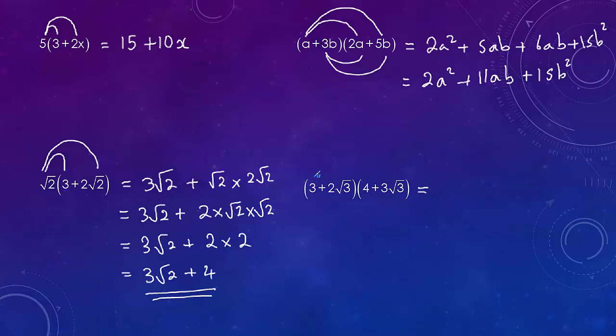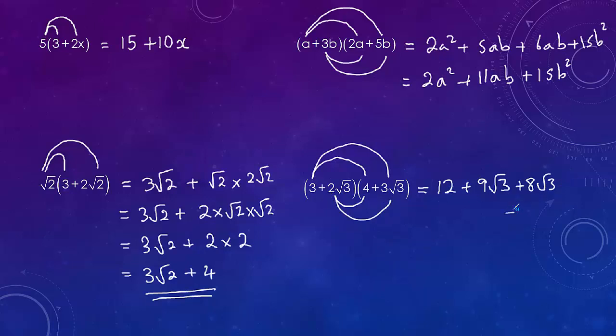So, same sort of thing. So we're going to expand here. So that would give me 12. This will then give me 3 lots of 3 root 3. So that's 9 root 3's. This then gives me 4 times 2, so 8 root 3's. And finally, 2 times 3 is 6.